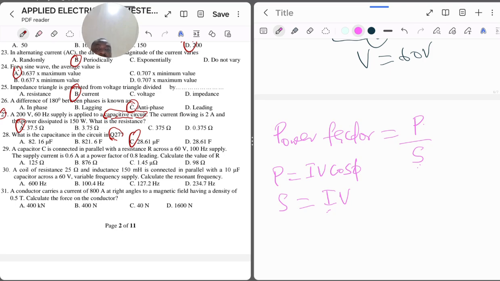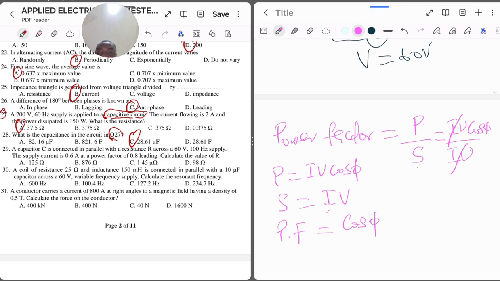So because of that, when you replace the formulas, you get this formula. So this will cancel, and we can write power factor, which is PF, equals cos phi, meaning cosine of the phase angle. So this is the formula. Now, how do we use this to find the resistance?